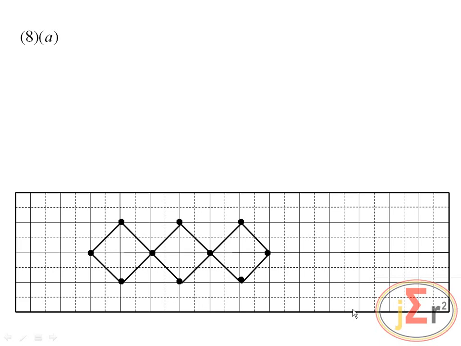We have a sequence of diagrams and we are required to draw the fourth diagram in the sequence. In a sequence, every subsequent term follows from the one before. Therefore, if we are required to draw the fourth diagram, the third diagram is going to be of the greatest importance.